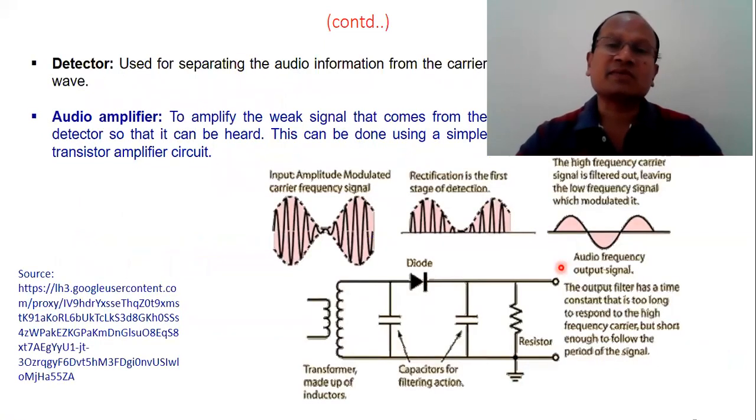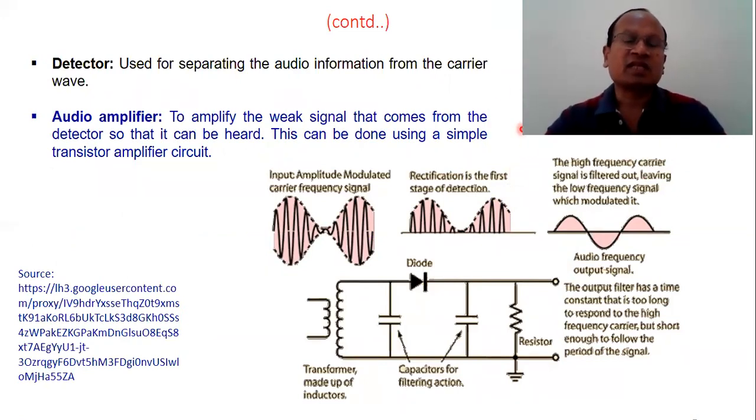So then comes the detector. I have already explained it. Detector is nothing but a demodulator that is generally used to separate the audio signal from the carrier, because we know that if you see this diagram, we have the modulated signal, the AM signal, which is the mixed signal of carrier and audio or the message, and therefore the detector will be used to separate the audio signal.